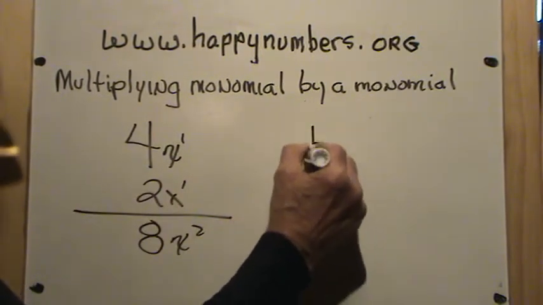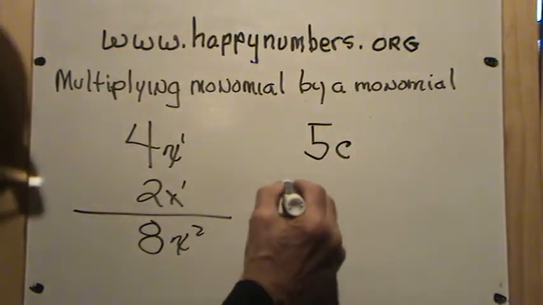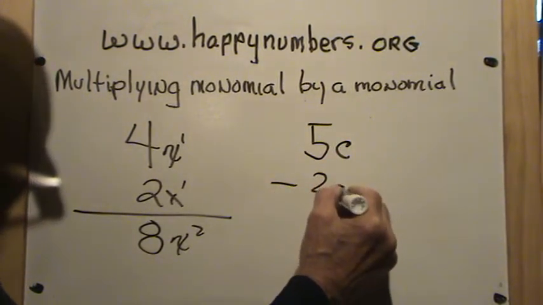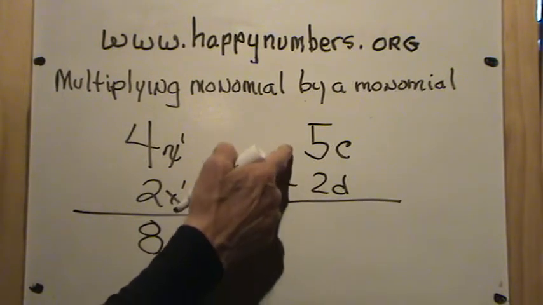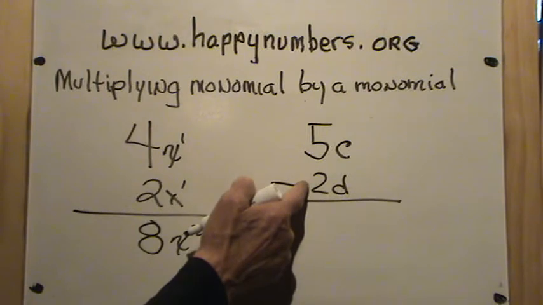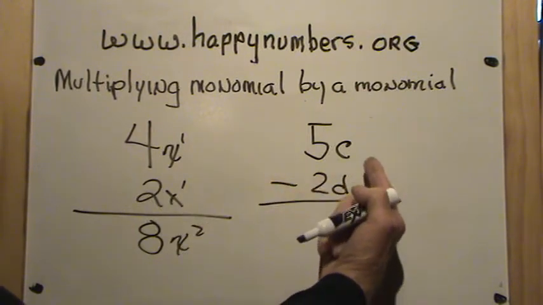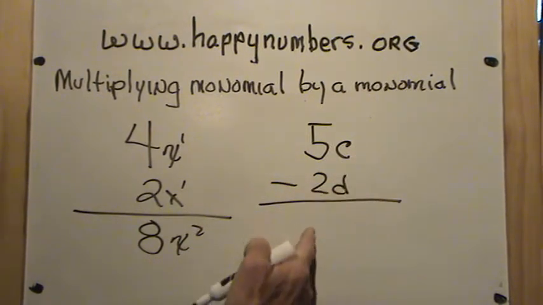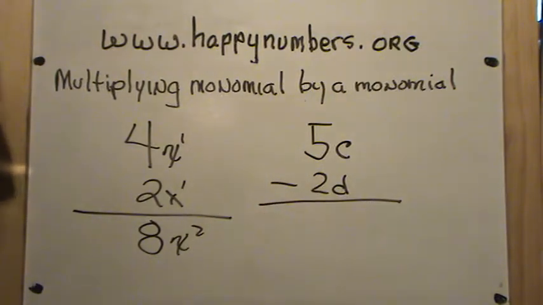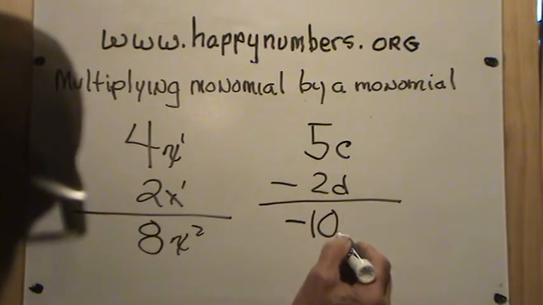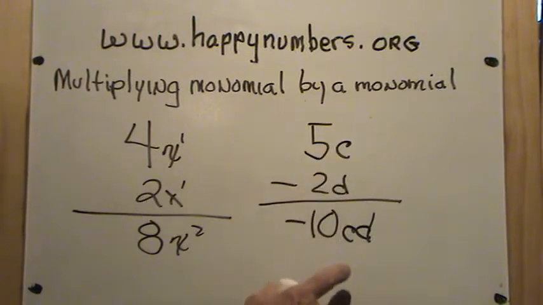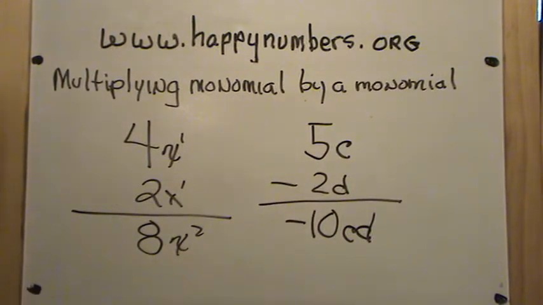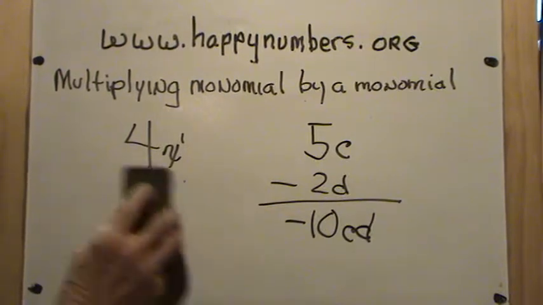If I had a problem like this, 5c times negative 2d, well, I have two monomials here. I have the coefficients, but the variables are different. So I multiply the coefficients. Negative 2 times 5 is negative 10. And then it's just cd. Since these two variables are different, we can't add exponents or anything like that. Good. Pretty simple skill set.